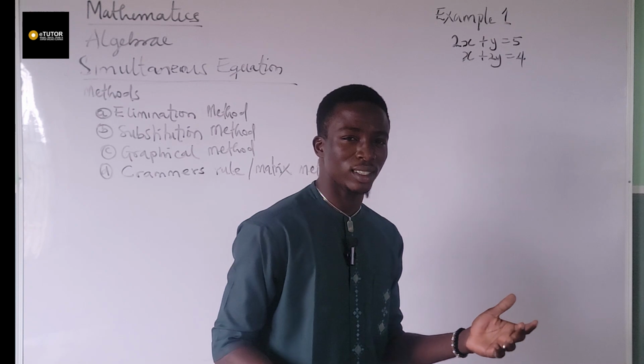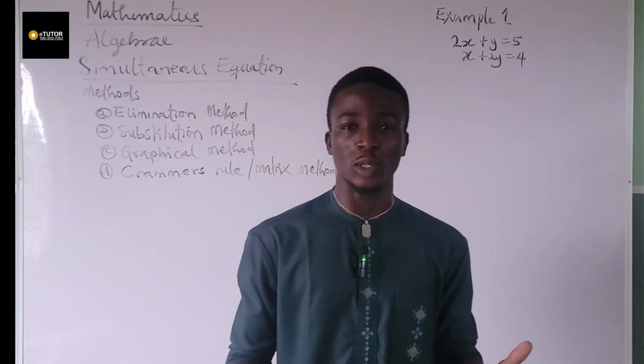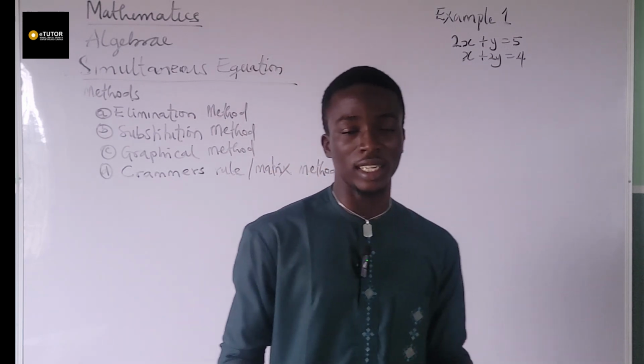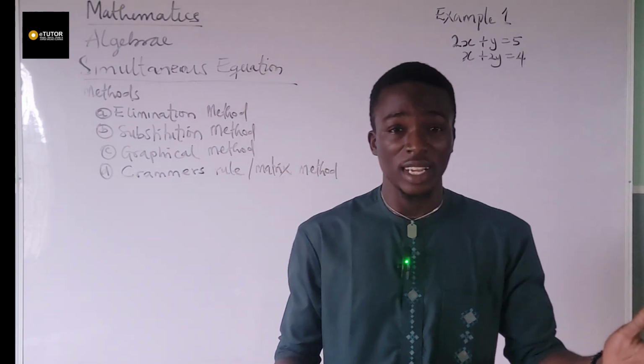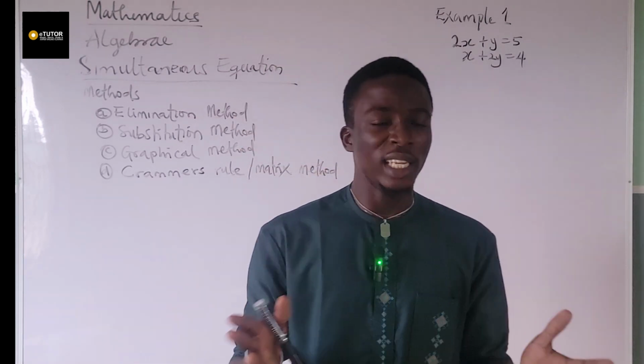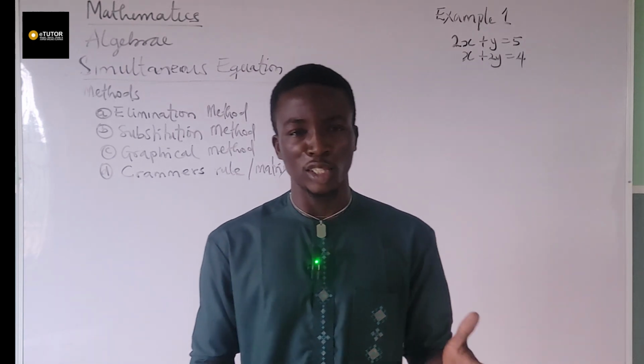And as humans, in our everyday lives, there are a lot of simultaneous actions that we do consciously or unconsciously. For instance, we can clap and sing at the same time. That is simultaneous. You get me? In our everyday lives, you can actually apply the knowledge of simultaneous equations.